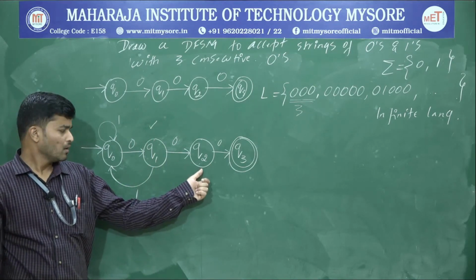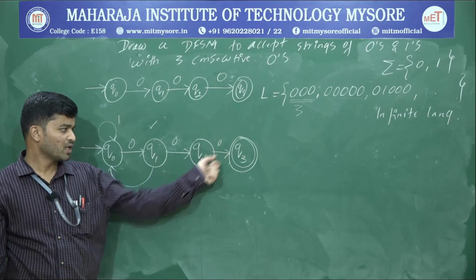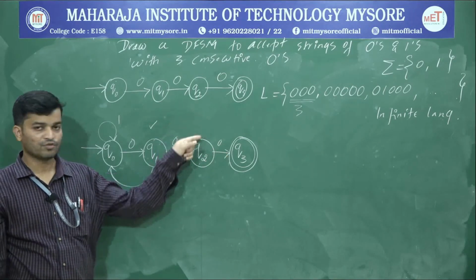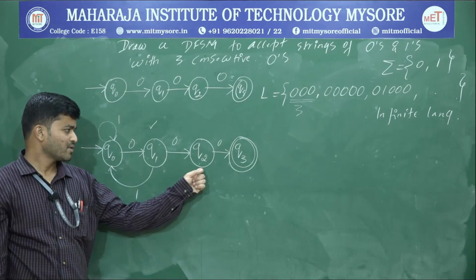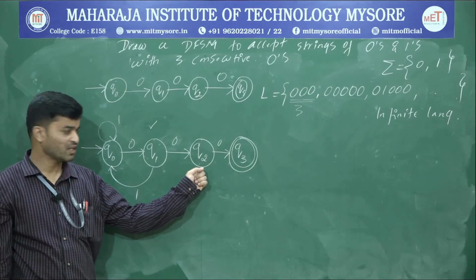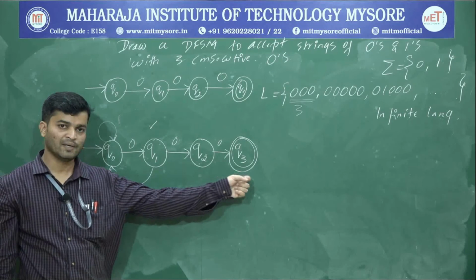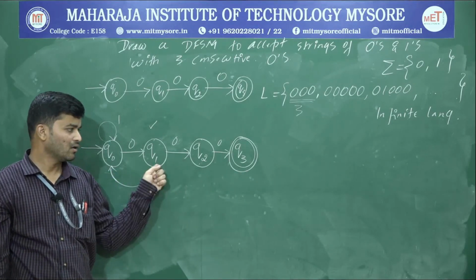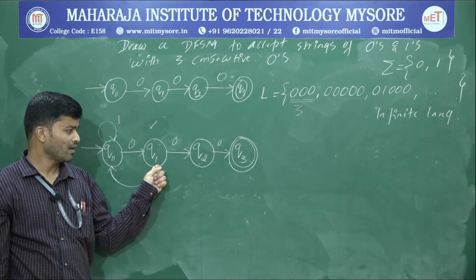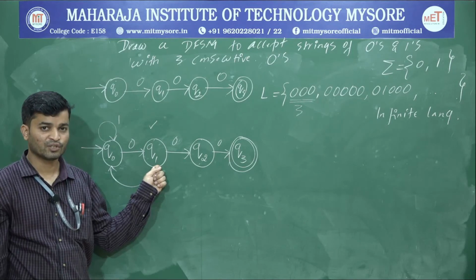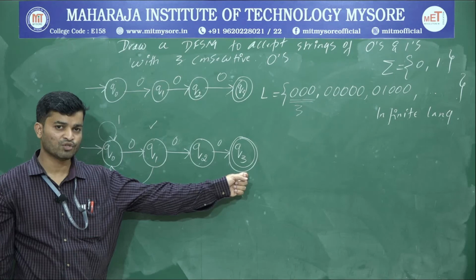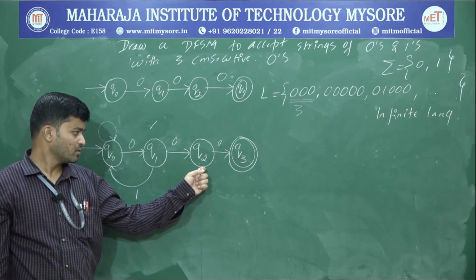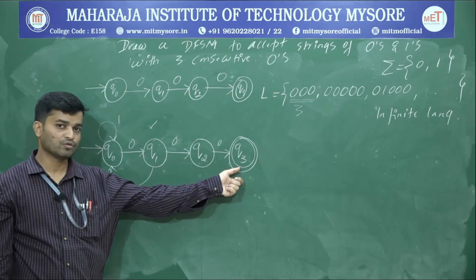Now go with Q2. Okay, now already there is a path for 0, now to give a path for 1. Loop is not possible. Why? Because that is going to disturb our 3 consecutive zeros. Next you have to connect with the next nearest state. Next nearest states are Q1 and Q3. If I connect here, I will not get 3 consecutive zeros. If I connect here, again I will not get 3 consecutive zeros. Okay, so connecting to Q1 and Q3 is also not possible.